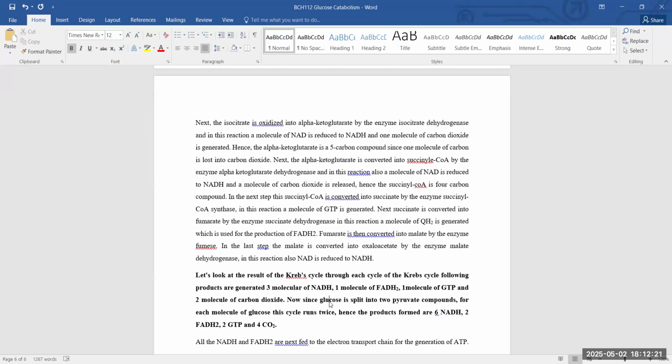But the TCA cycle has 4 end products. Among those 4 end products, one of them is 6 molecules of it. That's 6 molecules of NADH, 2 molecules of FADH2, 2 molecules of GTP, and 4 molecules of carbon dioxide.